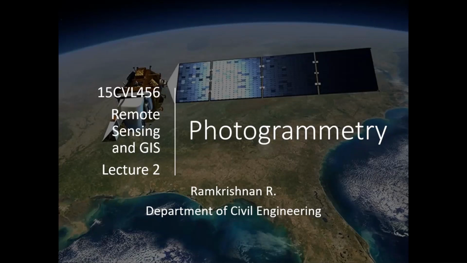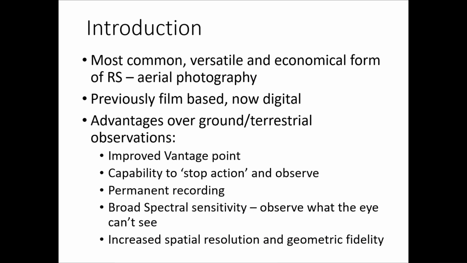So let's start with the basics of photogrammetry. Aerial photography, obviously, is taking images from a higher vantage point. That's the most common, versatile and economical form of remote sensing, right? You can obtain images from a particular distance, which you can generally call aerial photography. Previously it was film based, as we had discussed in the initial classes, and now it is digital, right?